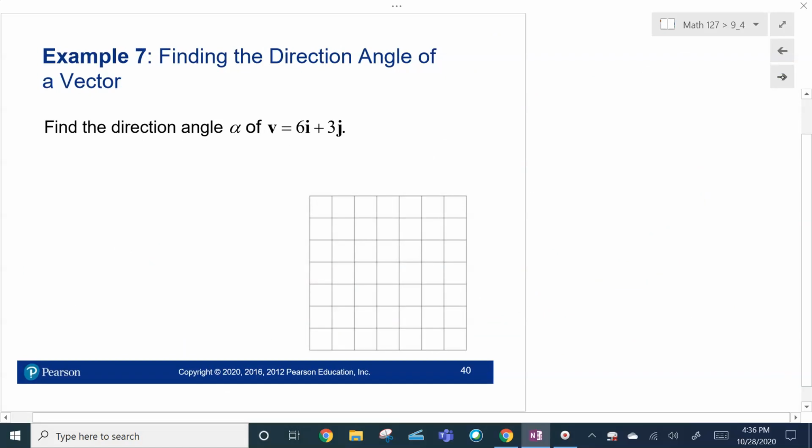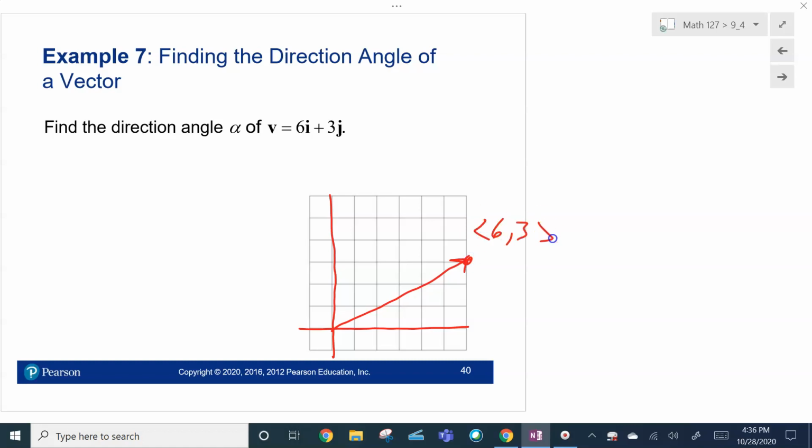All right, let's find a direction angle of 6i plus 3j. So we have this position vector. It goes to 6, 3 here. Here's our position vector, and here's our alpha. So we're wondering, what's our alpha? Well, we know this is 6, that's 3. We've got this right triangle. So I know the tangent of alpha. Let me use the tangent because it's opposite over adjacent. So the tangent of alpha is 1/2.